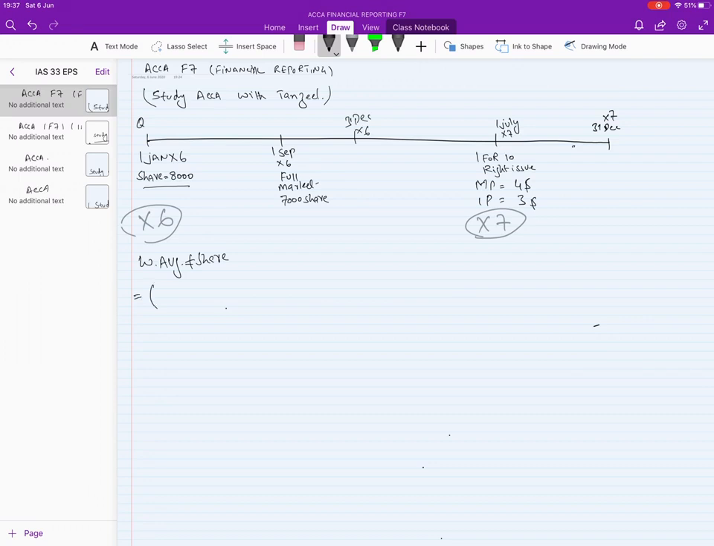How many shares? We were having 8,000 shares before. How many months were these shares outstanding? From here till here: January, February, March, April, May, June, July, August, September. So these shares were outstanding for 9 months. Because the first of September is there, we need to take effect of the first 8 months.